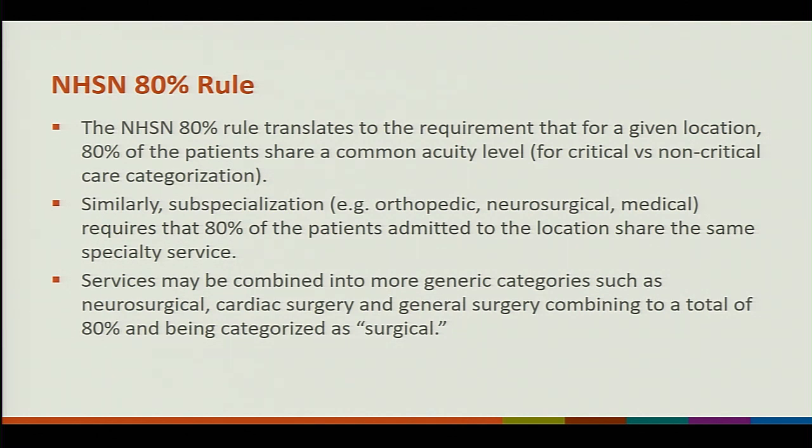Similarly, subspecializations like orthopedic, neurosurgical, or medical units require 80% of those patients admitted to the location to share the same specialty service type. And finally, services may be combined into more generic categories, such as neurosurgical, cardiac surgery, or general surgery, combined to a total of 80% and categorized as surgical. So if you have several different surgical categorizations, they can be rolled up to a broader surgical category.